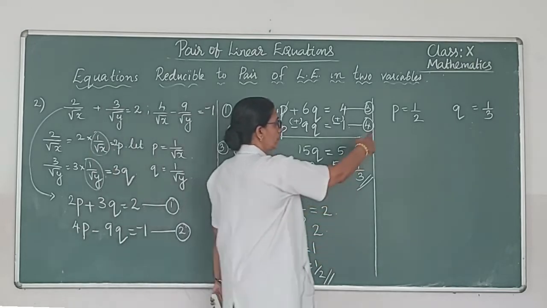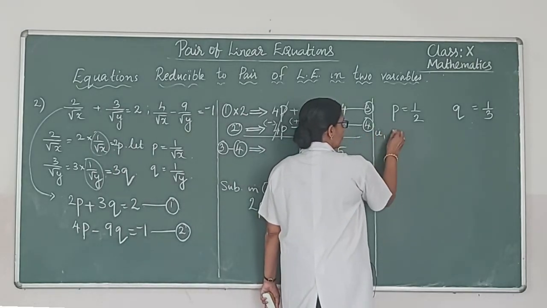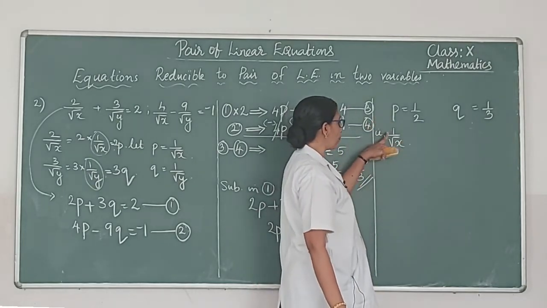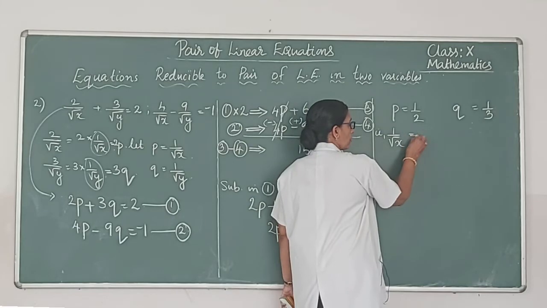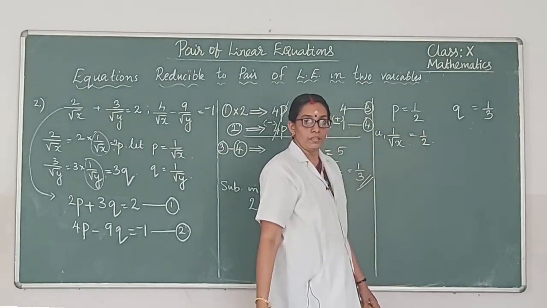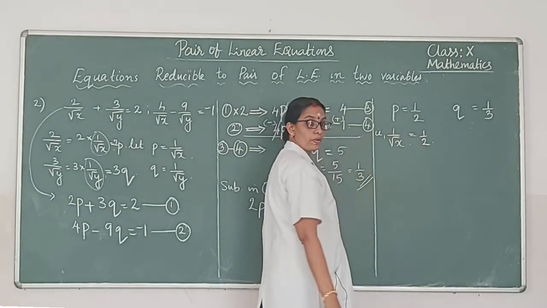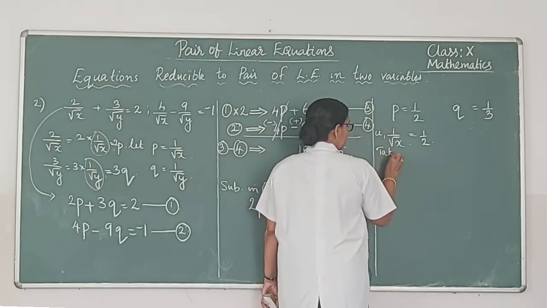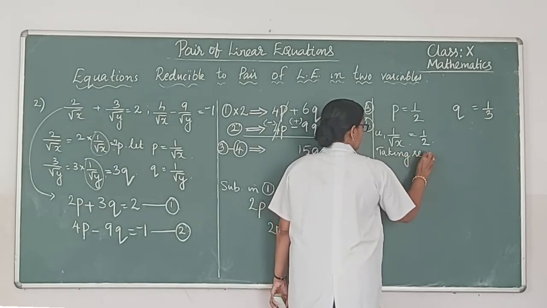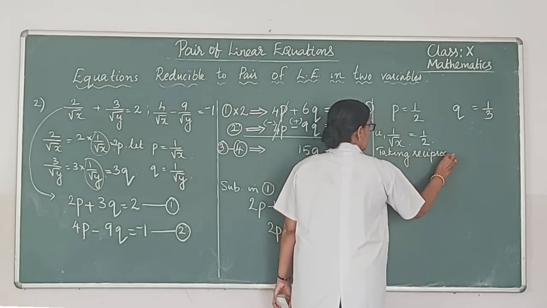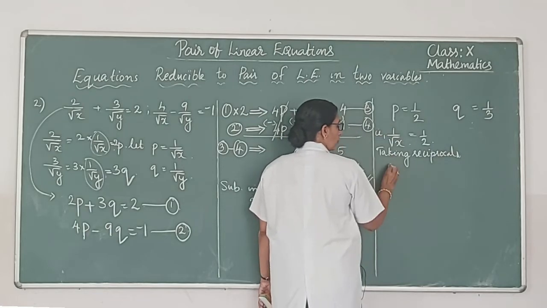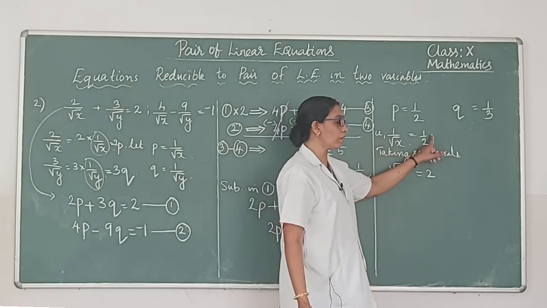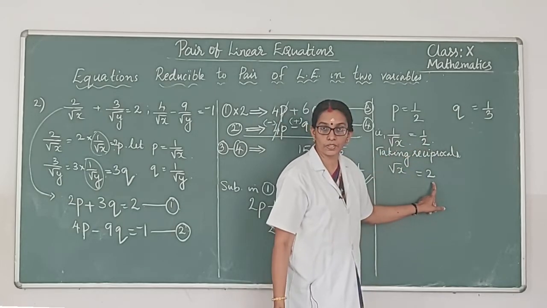What is our p? P is 1 by root x, isn't it? So 1 by root x is equal to 1 by 2. So when we take the reciprocal, what we will get? Taking reciprocals, what we are getting? Root x is equal to 2. We are taking reciprocal on both sides. So root x is equal to 2.